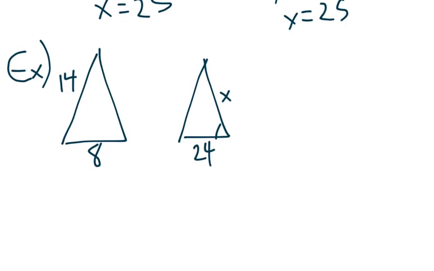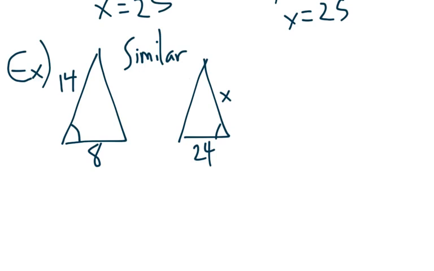Okay, so I've got another example here. This time it's not with the right triangle, but we are told that these two triangles are similar. I mean, you're going to be given this. You're not going to have to first find it. It's going to be, these are similar triangles. Now find the missing side length.